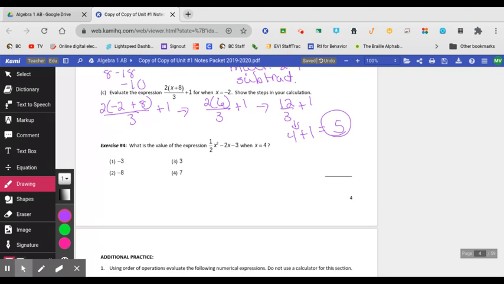Last, what is the value of this expression? So again, we're going to start by substituting. So it's 1/2 times 4 squared minus 2 times 4 minus 3. Order of operations says to do the square first. So 4 squared means 4 times 4, which is 16, minus 2 times 4 minus 3. Now we can do multiplication and division. So half of 16 is 8, minus 2 times 4 is 8, minus 3. Then we add and subtract in order from left to right. We get negative 3. So that is where our notes for today stop. Tomorrow during class, you'll each work on the additional practice and ask me questions as needed.